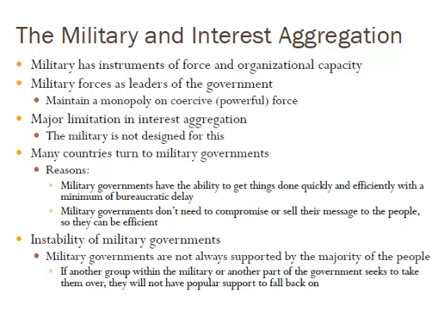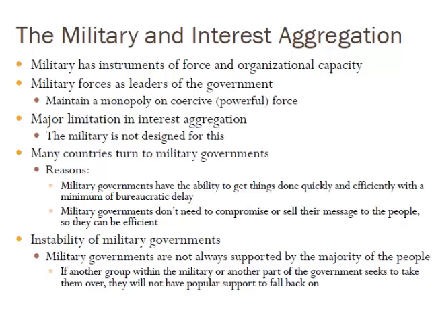In countries like Haiti and certain African countries, when the government takes over, you have a government that's not supported by the majority of the people. So if another group within the military or another part of the government tries to run a coup to overthrow them, they don't really have the support of the people to fall back on. So military governments are not really consistent with democracy, and they don't really do a good job of representing their constituents, of representing the people.